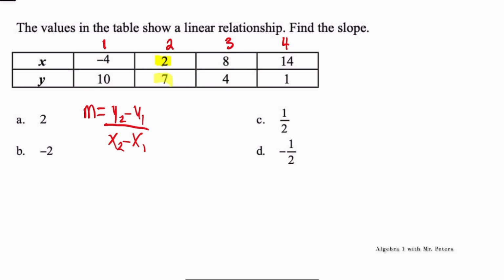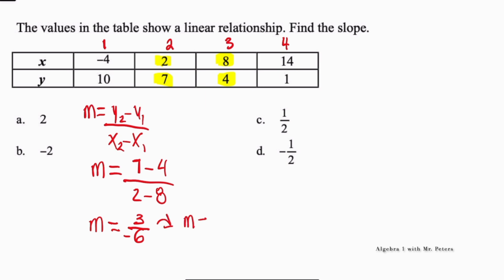So what I'm going to do is work with point 2 and point 3 because I just like working with positive numbers, okay? So when I fill this in, M is equal to what? All right, let's look at Y. We have 7 minus 4 over 2 minus 8. And once I simplify, I'm going to get M is equal to 3 over negative 6. Anytime you have a fraction, please always reduce. So this is negative 1 half. So our answer choice is going to be D.